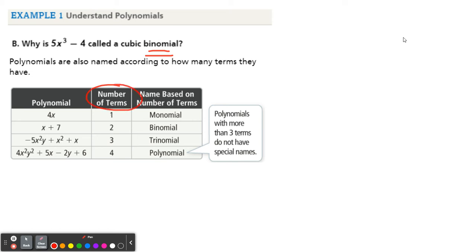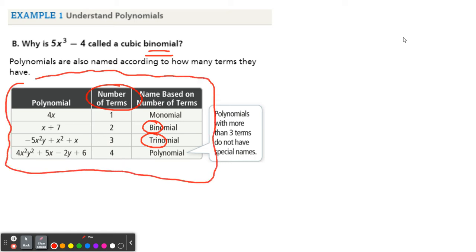So number of terms. 1 term, monomial. 2 terms, binomial. Bi means 2. 3 terms, trinomial. Tri means 3. And then 4 and beyond is just called a regular polynomial. Again, this table is very important as well. You're going to have problems where it just says name the type of polynomial. That's it. It's vocab, right?